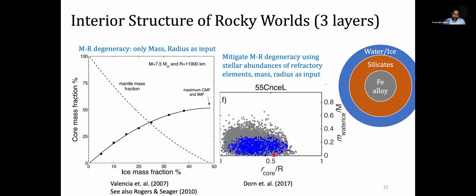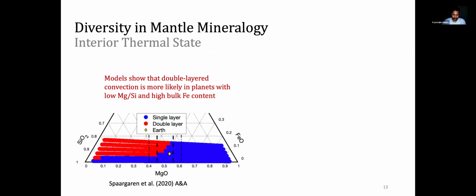And one of the ideas proposed is to use stellar elemental abundances of refractory elements. That's what I showed, combined with mass and radius. And this would give a little better understanding of what kind of compositions one can expect. This is what we showed here. These elemental abundances are also important in the interior thermal state.